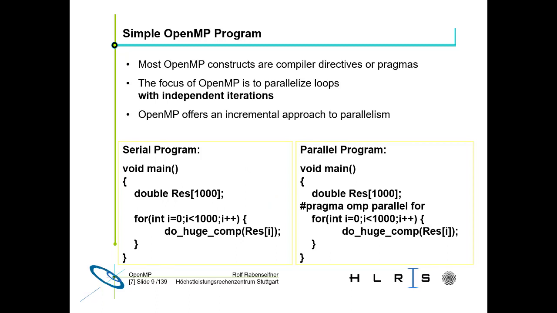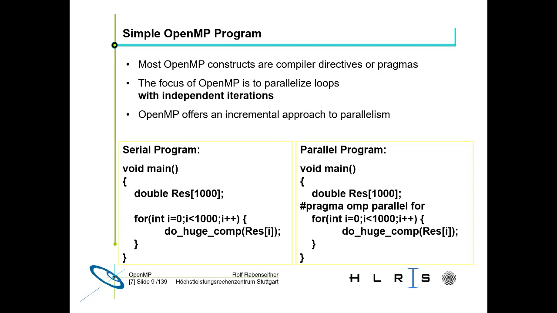So most OpenMP constructs are compiler directives or pragmas, and the focus is to parallelize loops with independent operations. So basically the iterations of your loop must be independent from one another. OpenMP offers an incremental approach to parallelism, so you can start by parallelizing, let's say, your most compute-intensive part of your application, and that will already give you some benefits. And then you can continue to do some lesser hotspots in your application until your entire application is parallel, if that makes sense.